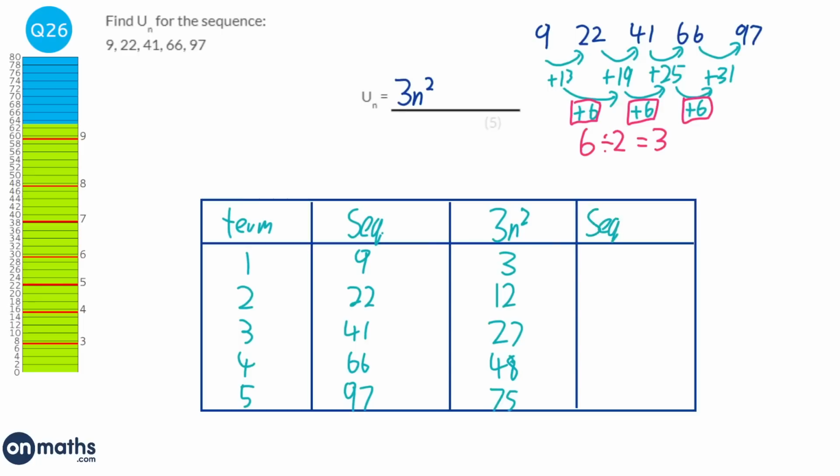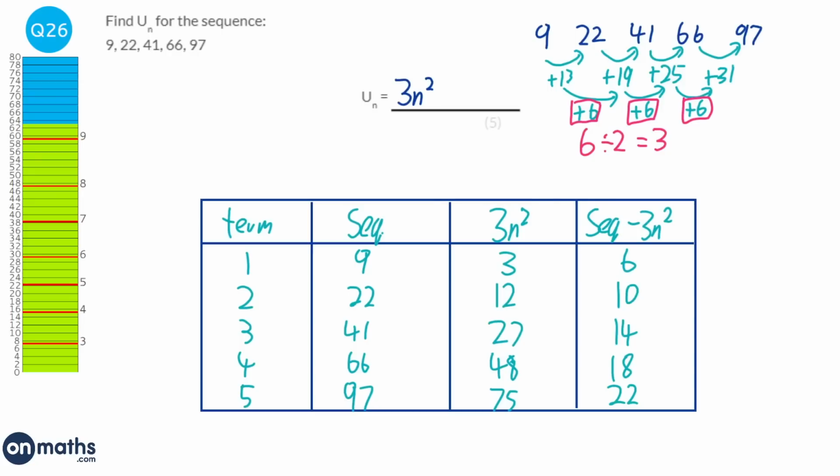So we've got our sequence, and we're removing the 3n squared bit, because we know what that is. We've already answered that part. So 9 take away 3 is 6. 22 take away 12 is 10. So they're not the same with this. 14, 18, 22. Now what do you notice?